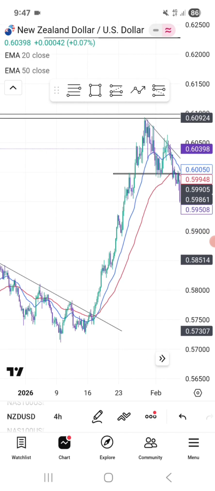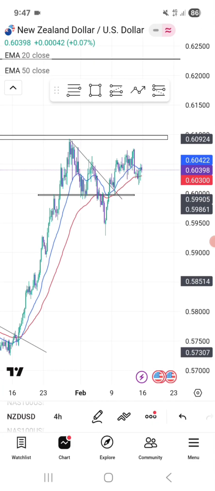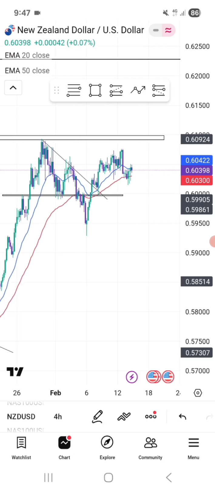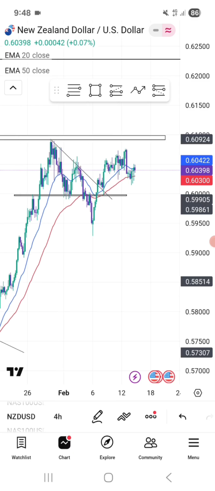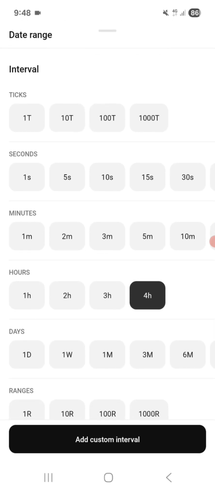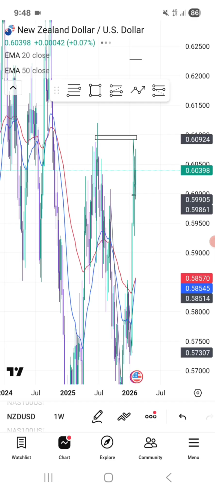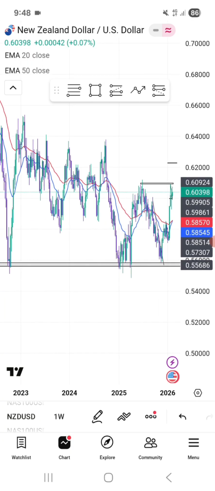So what we have here is NZD USD. This pair is one of the pairs that respect market structure very well. It has little to no manipulation whatsoever. So let's go on from the higher time frame. We can do this from the weekly mostly, or from the monthly, but in this case let's start from the weekly. So as we can see here, the market has a strong support.